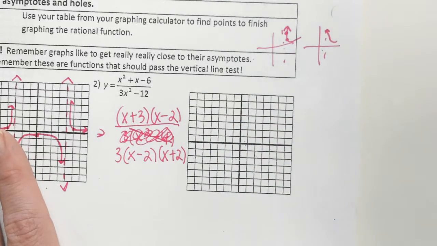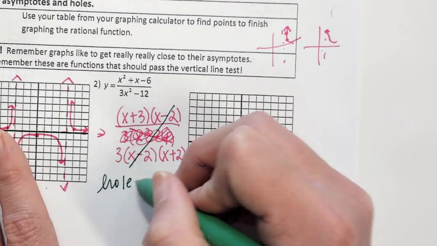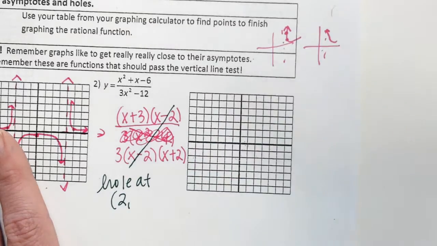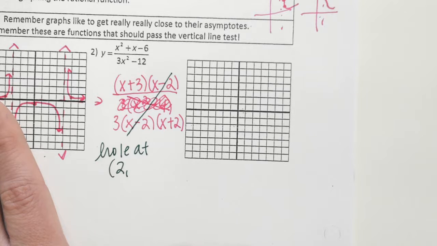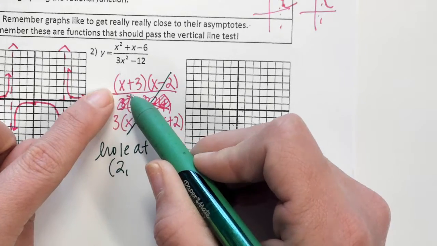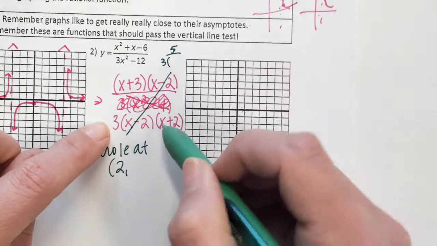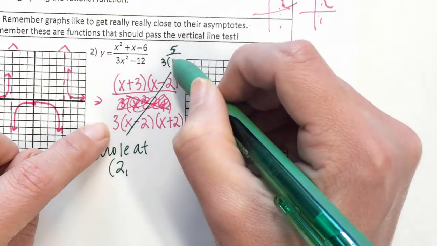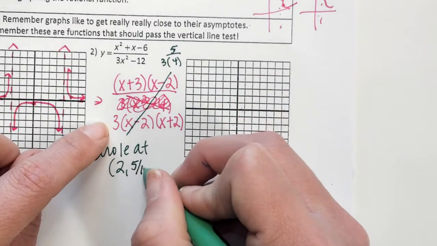Abigail, anything cancel? X minus 2. So that means I have a what? What's my x value? Alright, and then how do I find my y value for that? To which one? The factored or original? Very good. Okay, so on top right here, I'd have what when I plug 2 in? Good. And if I plug 2 in bottom, I'll have a 3 times. Very good. So my y value is 5 over 12. Good.